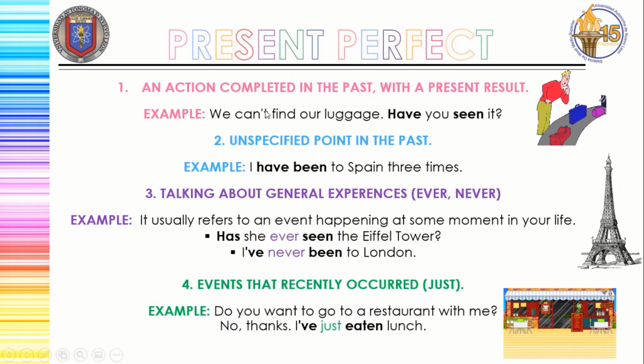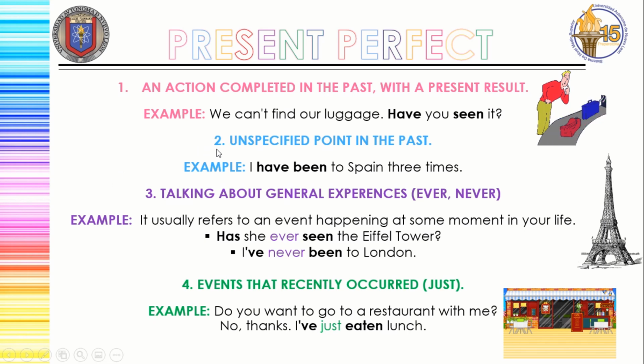Then we have a definition of the present perfect. It's an action that completes the past with a present result. For example, we can find our luggage. Have you seen it? So the luggage was lost in the past. Do you know where it is now?